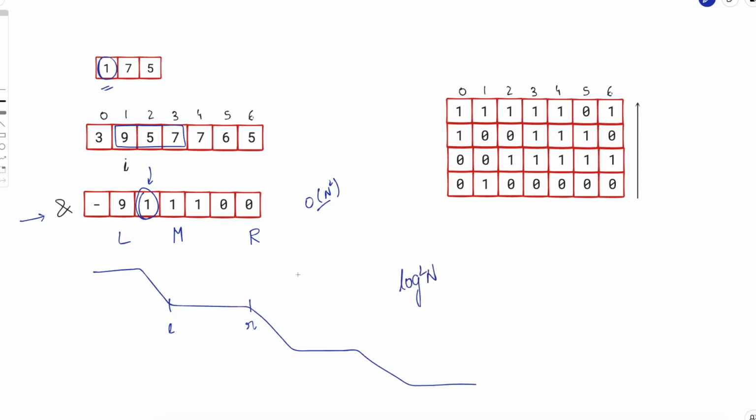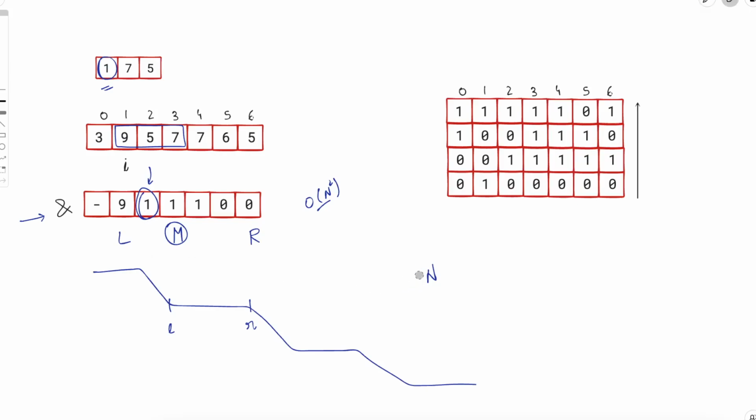Because you will be checking log n indexes, and for each of those you will be finding out the AND. So there are a total of log n values of M you will check, and for each M you will need to figure out the AND of everything between I and M. That will take you log n time. So overall complexity would be order log square n. Now again, that is if you use binary search with a segment tree to figure out the AND.